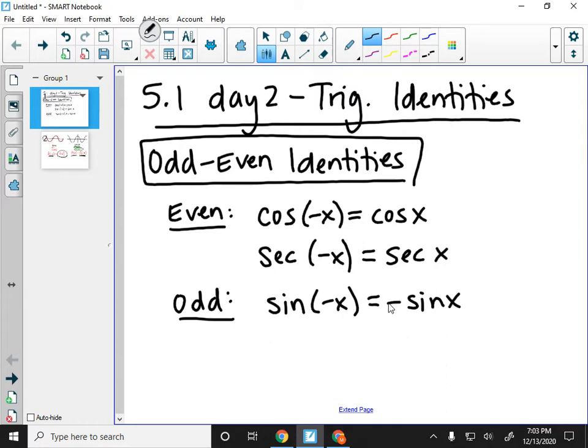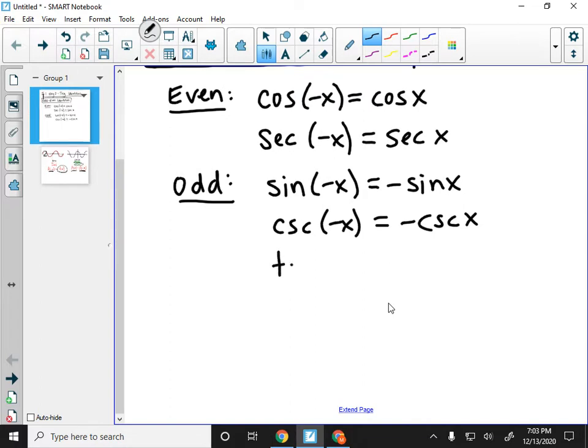The reciprocal of sine would be cosecant. So if I have a cosecant of a negative x, that's going to equal a negative cosecant of x. It also is true for tangent. That would give me a negative tangent of x.